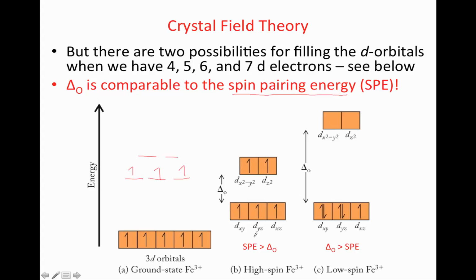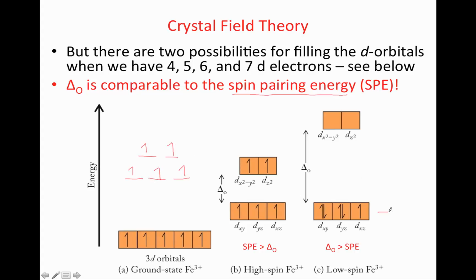And we look down here and we say, oh, this splitting energy right here, this delta sub O, it's smaller than the spin pairing energy. Which price will I pay? I will pay the small price, and so that means that I'll put the electron up here. I have to pay a price to get it up to this higher energy orbital. I've got five electrons, and so this is what my electron configuration looks like.